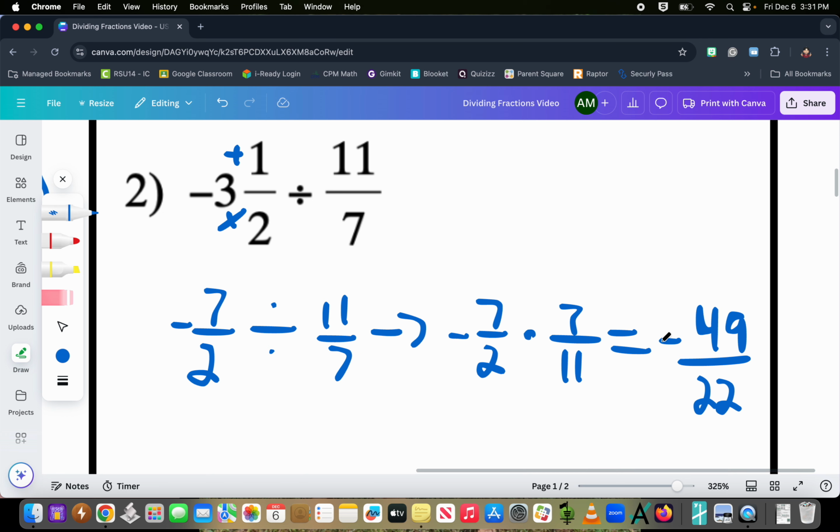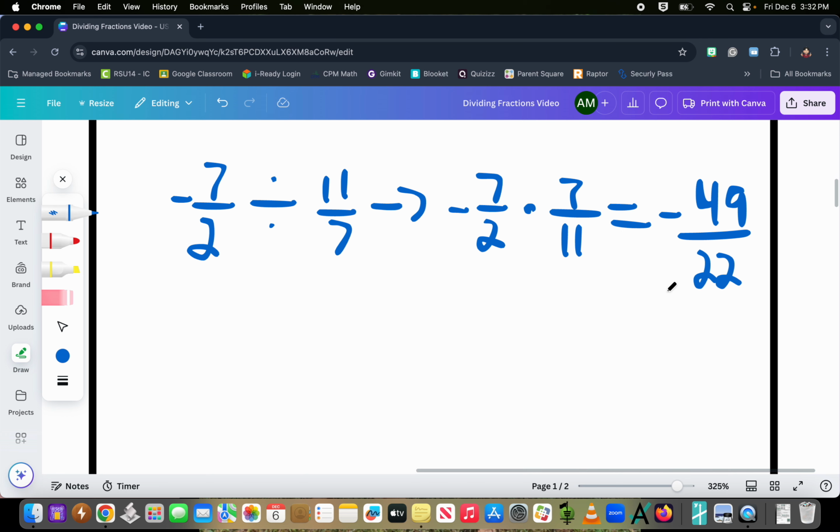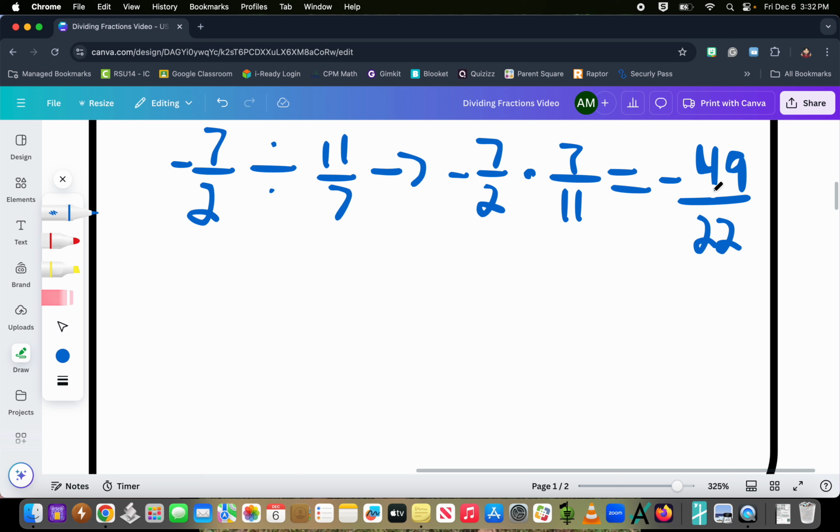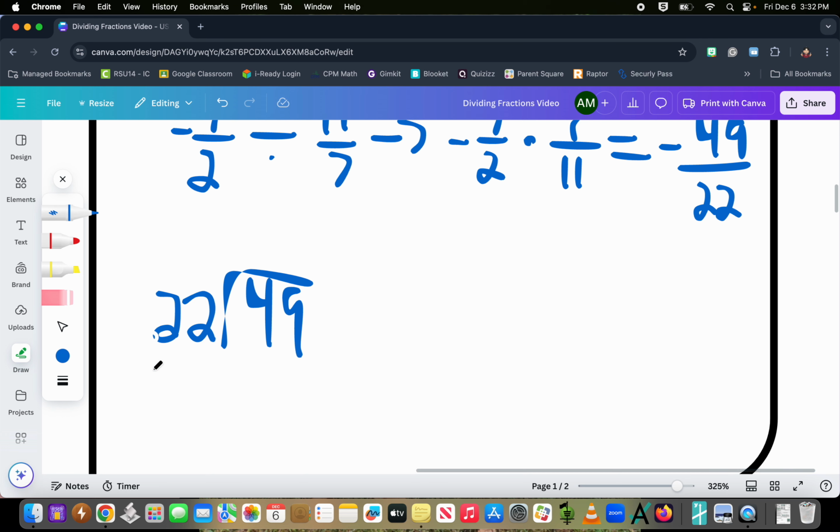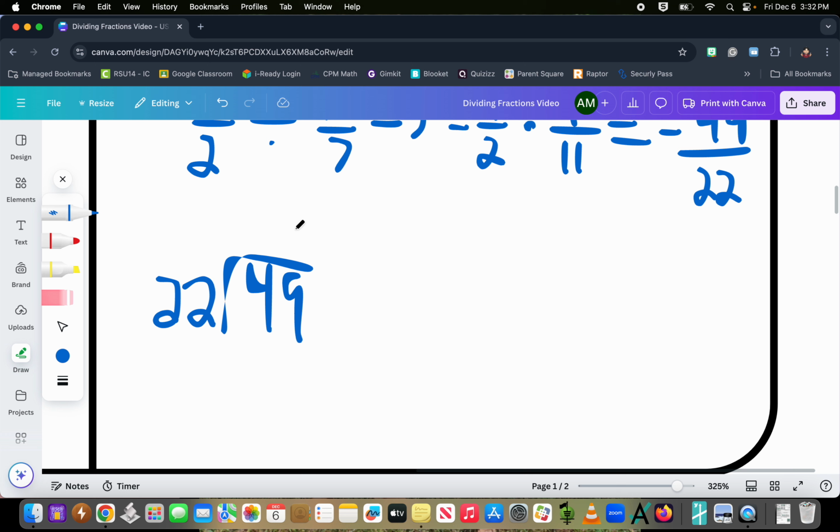So I have an improper fraction, and I can't leave it like that. I have to turn it back into a mixed number. I need to do 49 divided by 22 to find out what my mixed number is. And I know, if I have my multiplication chart, that 22 goes into 49 two times. 2 times 22 is 44. Then I'm going to subtract. 9 minus 4 is 5. 4 minus 4 is 0. So I have everything I need.